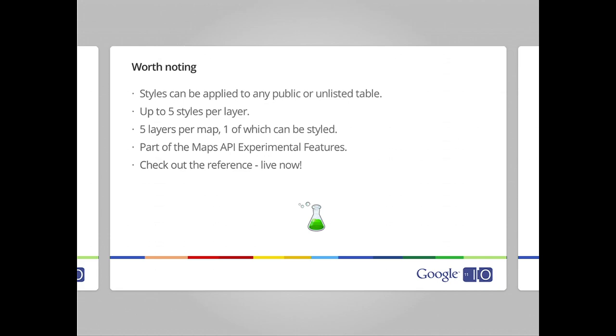With Fusion Tables layer, you can have up to 5 styles per layer, and you can have up to 5 different layers per map, one of which can contain styling information. And this is still part of the Maps API experimental features. We wanted to push this out so that you as developers can get started playing with it. There might be a few bumps along the road, but we're working hard to ensure that this works as stably as possible. And even more exciting, this is live today. The reference should have gone out sometime in the last 10 minutes. So you can start building websites that use this feature as soon as you leave this room.